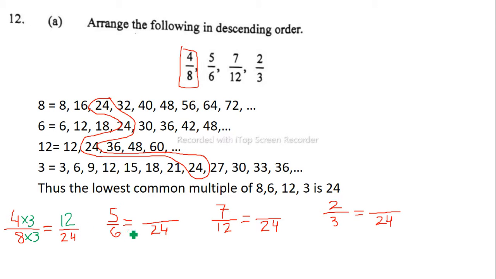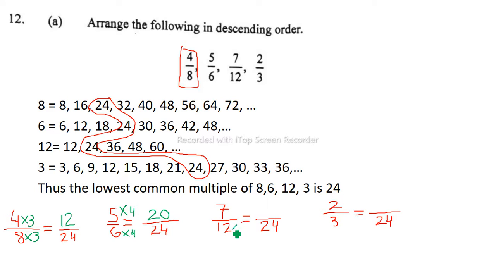What times 6 gives me 24? 4. Very good. So whatever we do to the bottom, we do to the top. So 5 times 4 is 20.